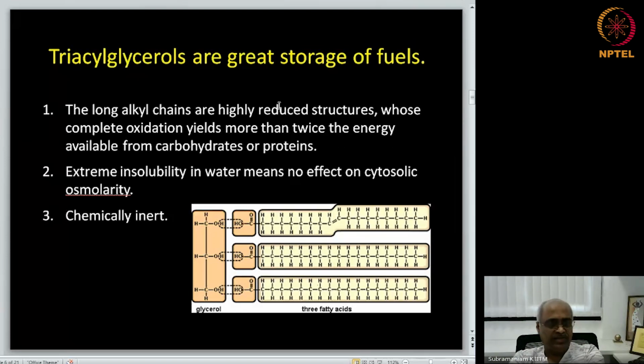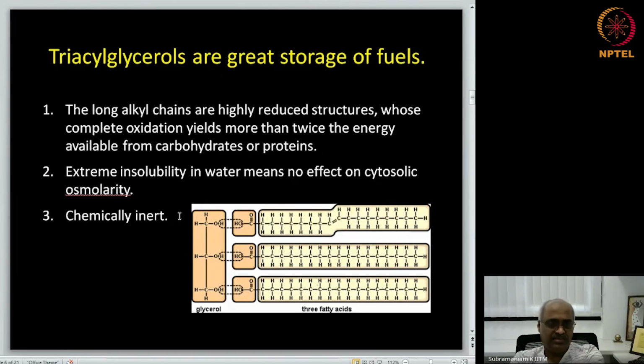So that is one thing. And second, because they are insoluble, they don't contribute to osmolarity. Their presence in the cytoplasm is not going to make water enter into the cell and swell up the cells. That's what will happen if you have glucose or amino acids present in the cytoplasm. So that problem is not there when you have triacylglycerol way of storing.